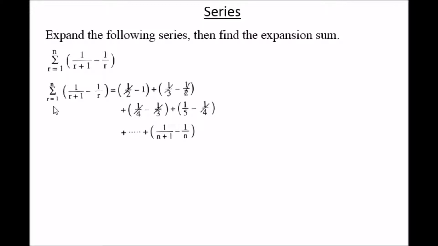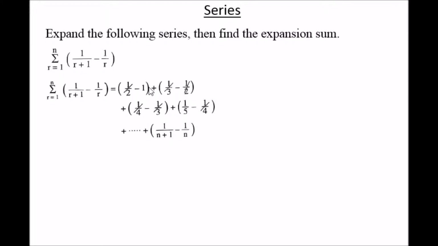For the second term, put r equals 2. So 1 over 2 plus 1 is 1 over 3 minus 1 over 2. So the second term of the series is 1 over 3 minus 1 over 2. Put r equals 3. The third term is 1 over 4 minus 1 over 3, and put r equals 4. So the fourth term is 1 over 5 minus 1 over 4. Finally, the nth term is 1 over n plus 1 minus 1 over n.